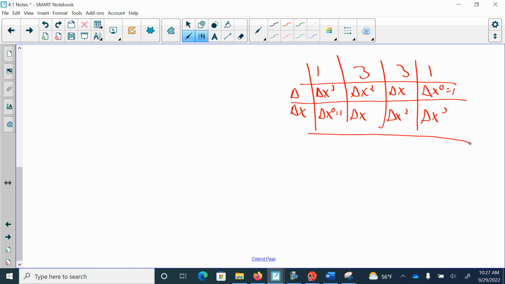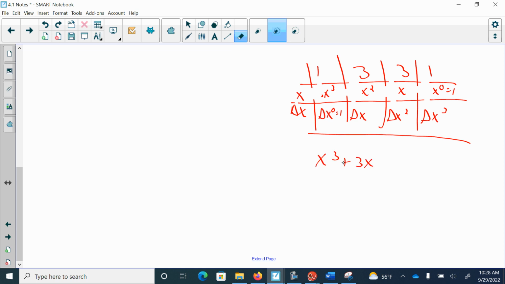So here I'd have 1 times delta x times 1, so this would be 1, this would be delta x. Oh, no. Why did I write it like that? Why didn't you guys stop me? I tried. There we go. So this is going to be x to the third, 3x squared delta x plus 3x delta x squared plus delta x to the third.